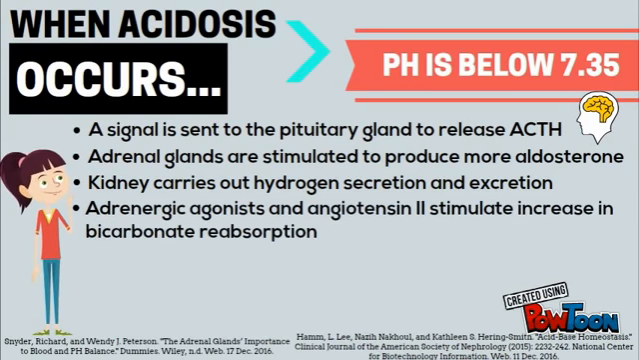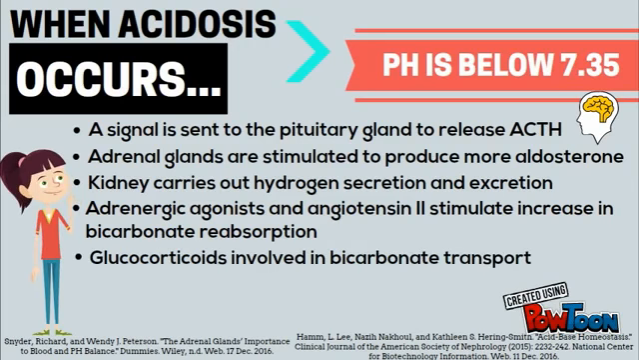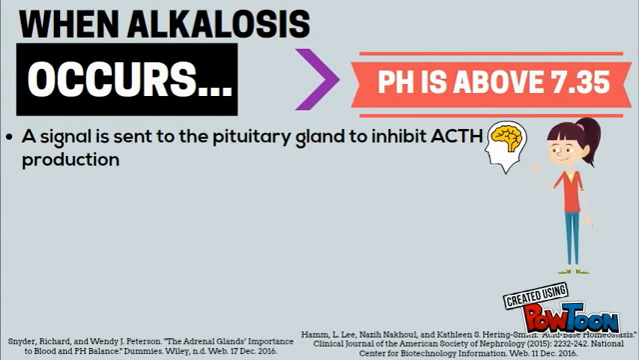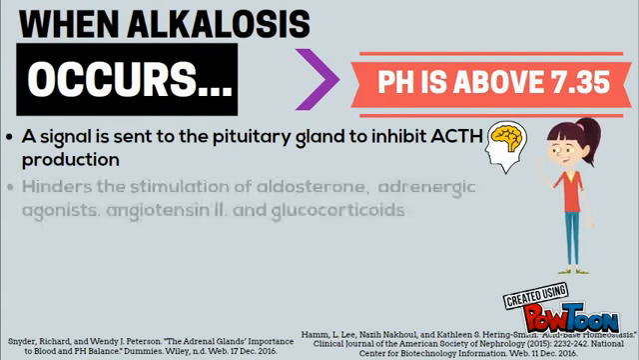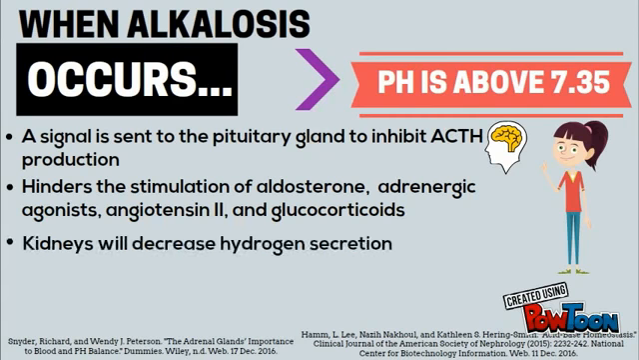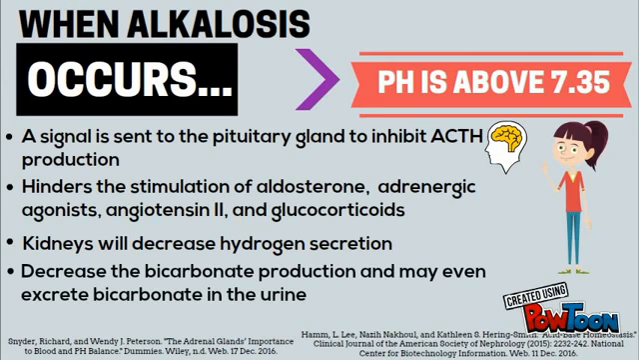Adrenergic agonists and angiotensin II stimulate the kidney tubules to increase reabsorption of the bicarbonate in the tubular fluid. Glucocorticoids are also involved in bicarbonate transport. When alkalosis occurs, a signal will be sent to the pituitary gland to inhibit ACTH production, which hinders the stimulation of aldosterone, adrenergic agonists, angiotensin II, and glucocorticoids. Thus, the kidney will decrease hydrogen secretion and will in turn decrease the bicarbonate production and may even excrete bicarbonate in the urine.